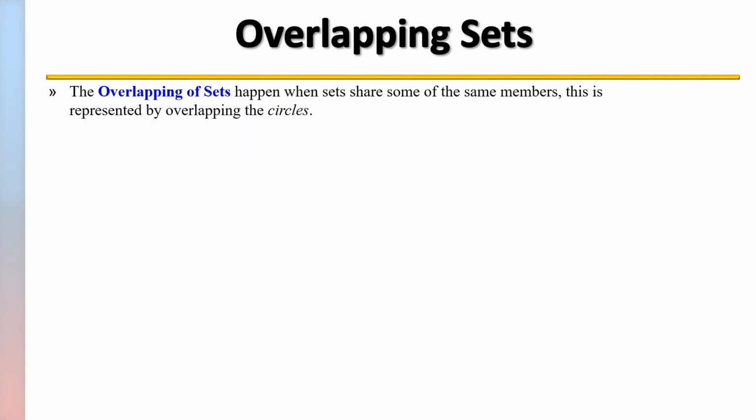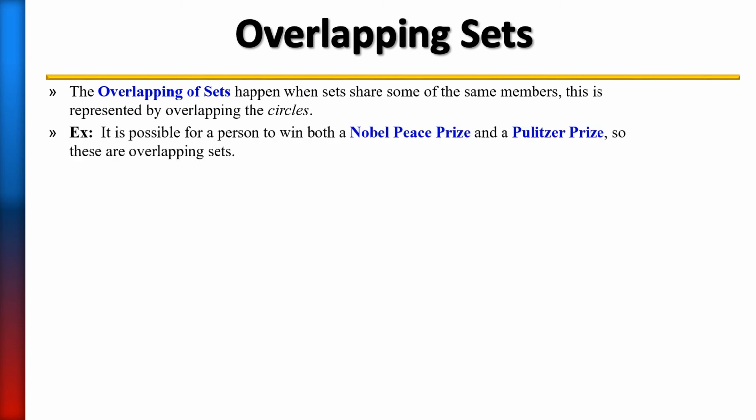Okay, so we talked about disjoint sets. Now let's talk about the opposite: when sets overlap. This happens when sets share some of the same members, and we represent that by overlapping circles. So for example, a person can win both a Nobel Peace Prize and a Pulitzer Prize. These are examples of what you would call overlapping sets.